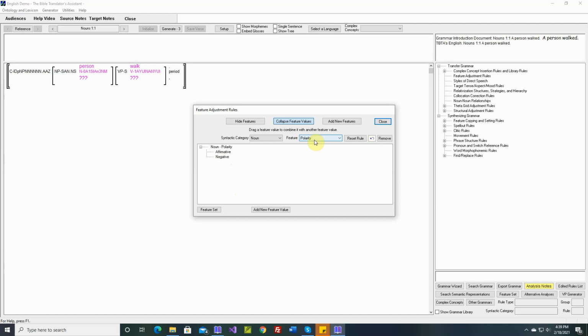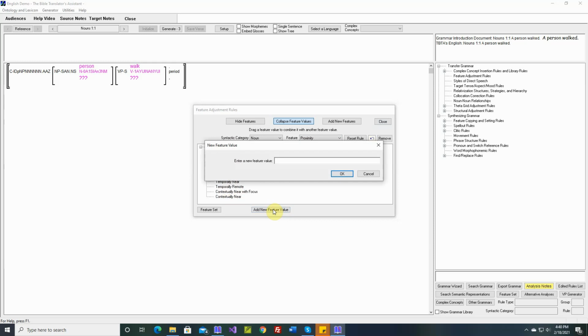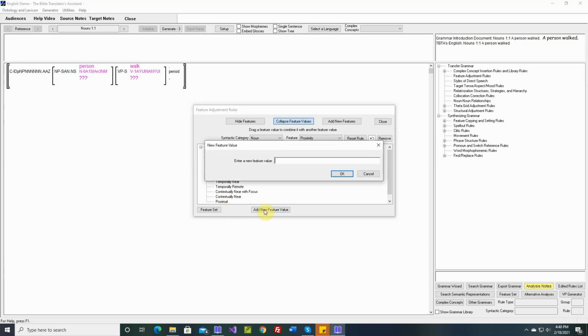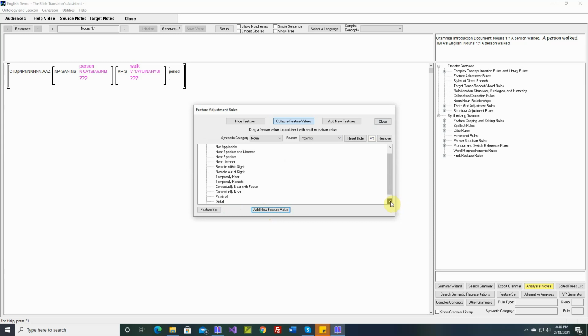Polarity, affirmative, negative, we need those. Proximity. Okay, we have all of these values. In English, we only have proximal and distal, so we don't need all of these, so we'll collapse these. Here it's convenient to add a new value. Let's say proximal. We'll use that for things that are near us, and then we'll add another value. Let's call it distal. We'll use that for things that are distant.